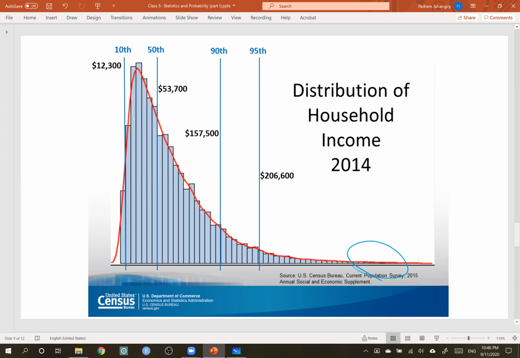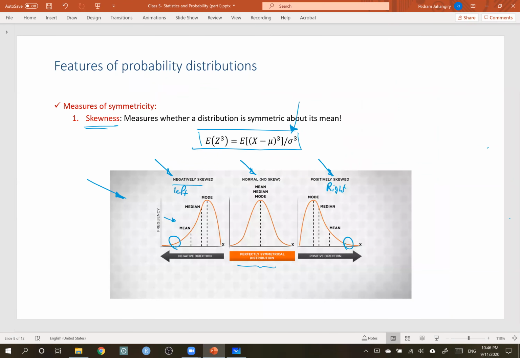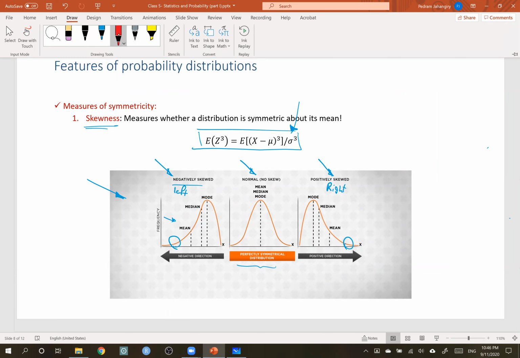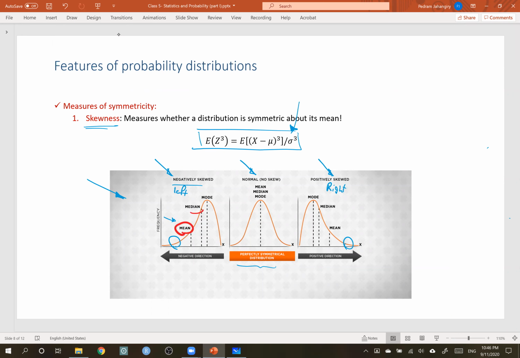And by the way, from the previous slide, I forgot to mention that. So the whole point of this slide is this. Sorry about it. If it is left skewed, mean is less than median, less than mode. If it is right skewed, mean is greater than median, greater than mode. Let me write it for one of them. If it is right skewed, mean is greater than median, median is greater than mode. And for the left skewed, the other way around.